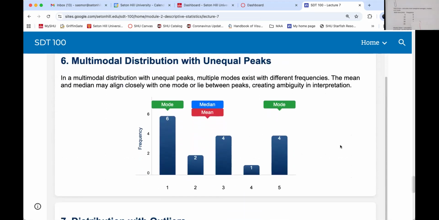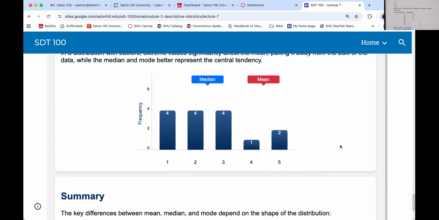I talked about multimodal being multiple high peaks the same. So I know why he gave this, but I don't like this as a definition of multimodal. There's only one highest class here. If it was 4, 2, 4, 1, 4, then I'd think of it as multimodal. And then we have these weird outliers where you've got something way off to one side or the other.